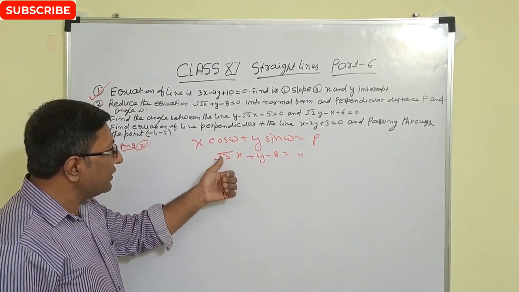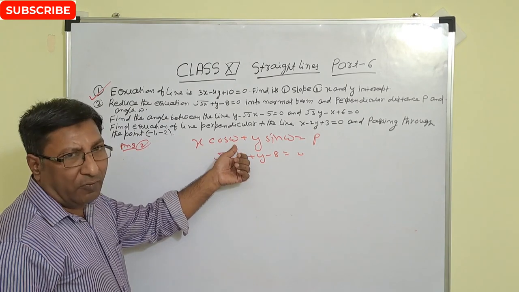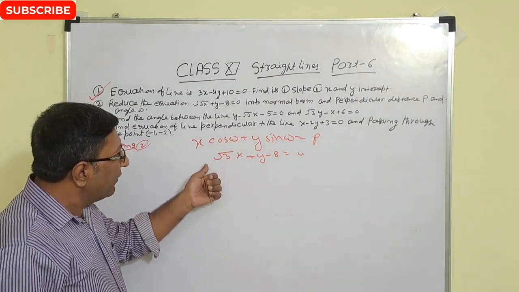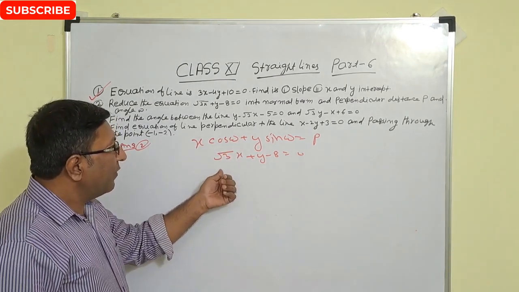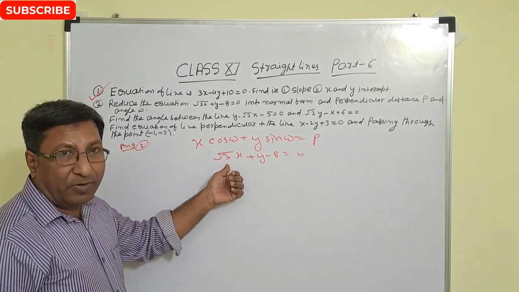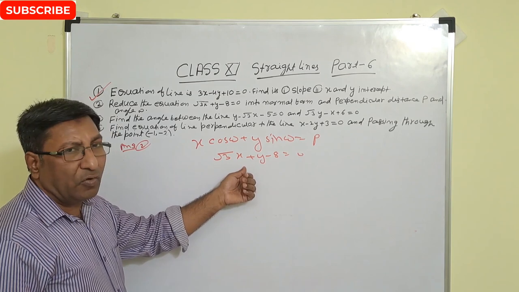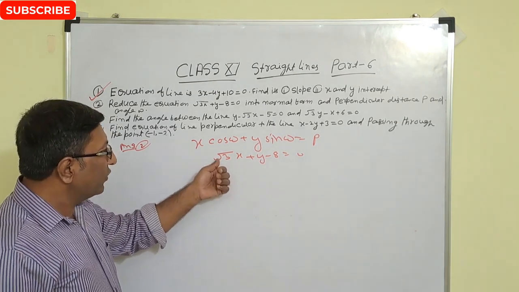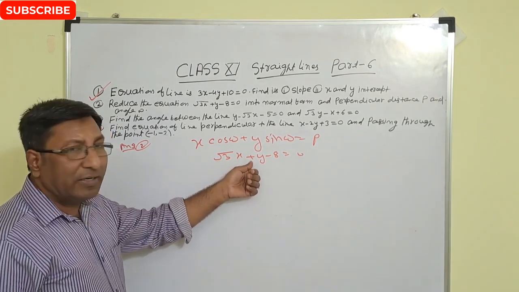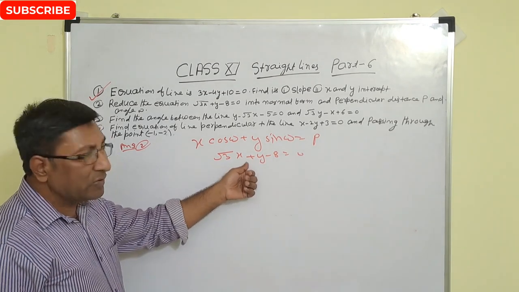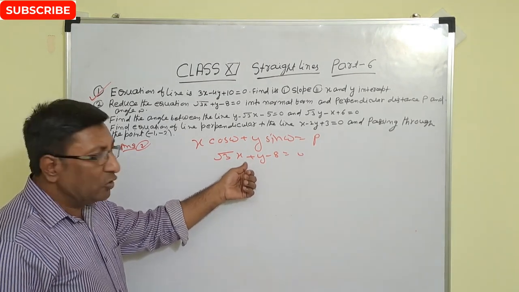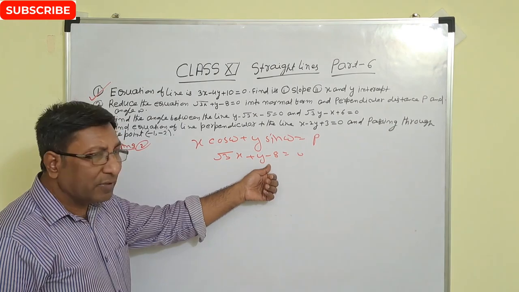If you want to change this equation into the normal form, then divide the equation by the square root of the coefficient of x squared plus the coefficient of y squared. So root 3 squared is 3, 1 squared is 1. So 3 plus 1 is 4. The square root of 4 is what? 2. So just divide this equation by 2.